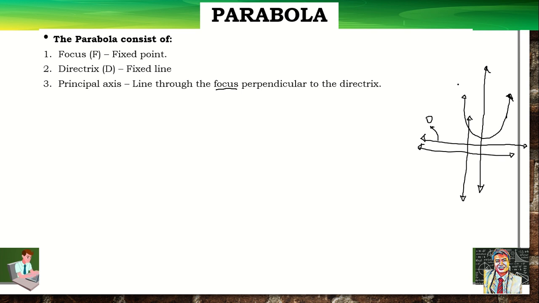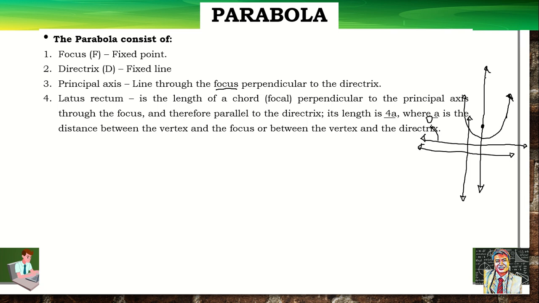Kung ito yung given directrix, at ang parabola ay opens upward, nandun sa loob yung focus, a fixed point. Dadaanan siya ng principal axis at perpendicular siya sa directrix. So, ito yung principal axis ng given parabola.